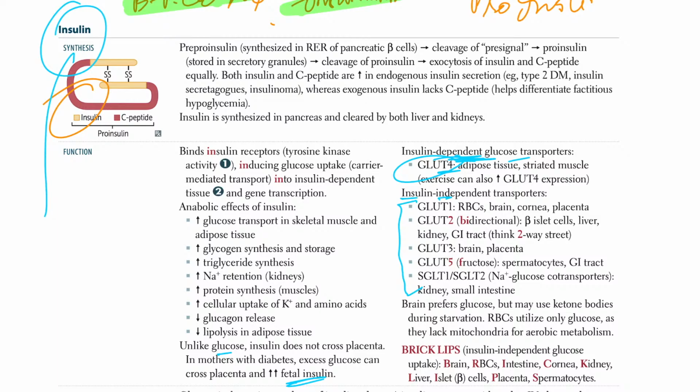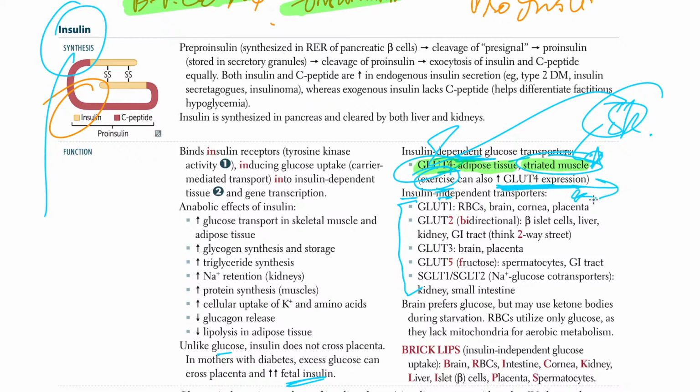But importantly, what you really want to think about is where GLUT4 is present. Adipose tissue and striated muscles. But in the striated muscles, a very high yield point is that in exercise, these skeletal muscles don't even need insulin. So an exercising muscle can increase GLUT4 expression, causing glucose to go into these muscles. They don't even need insulin. So the one thing that really needs insulin is the adipose tissue, right? Isn't that amazing? That's actually very amazing.